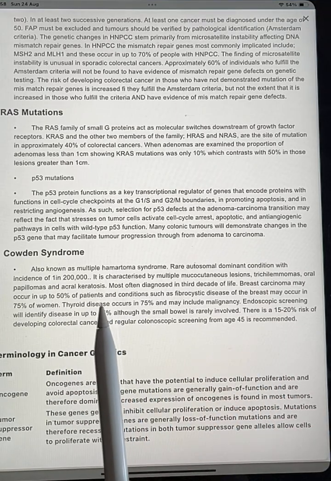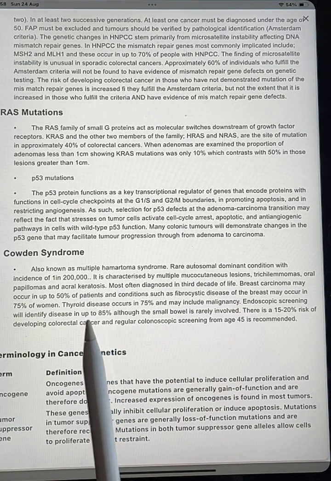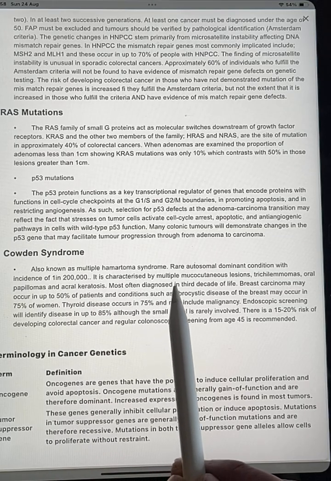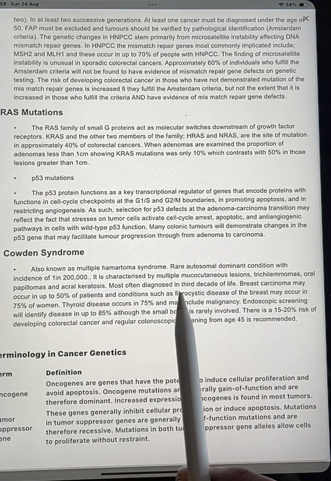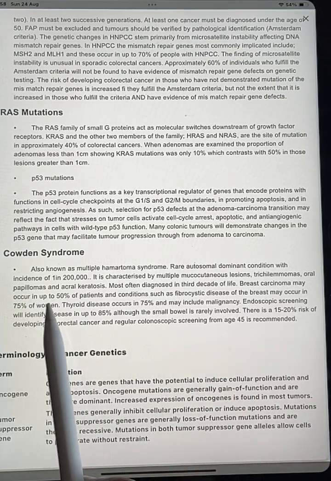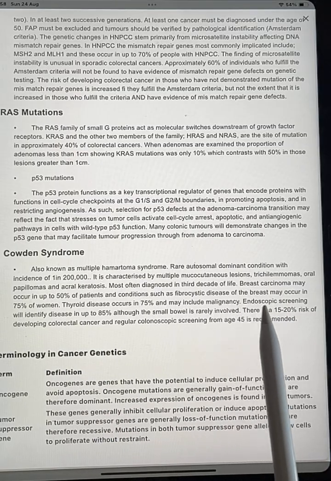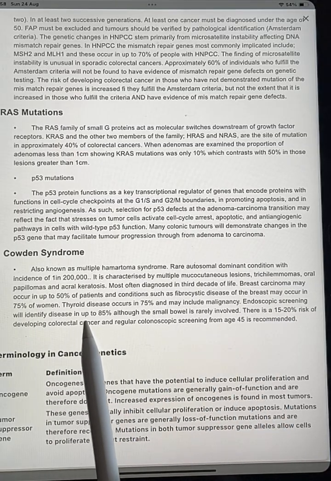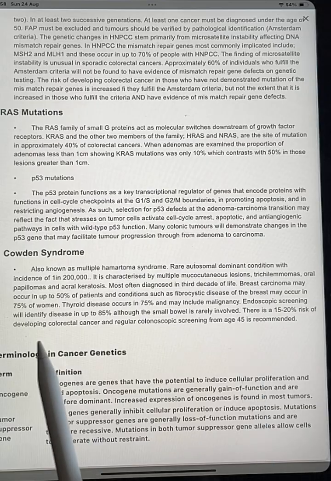Cowden syndrome, this we have seen here. Multiple hamartoma syndrome, autosomal dominant, characterized by mucocutaneous lesions, trichilemmomas, oral papillomas, most diagnosed in the third decade. Breast carcinoma, thyroid disease, endoscopic screening is done.